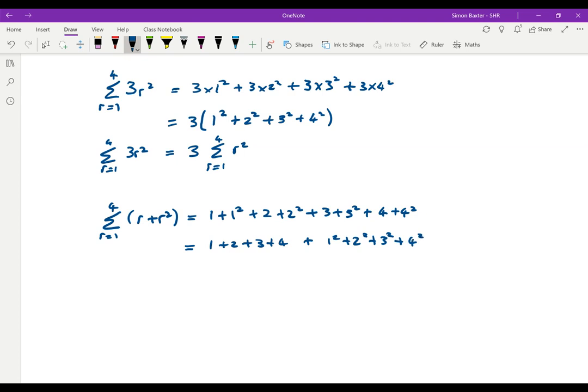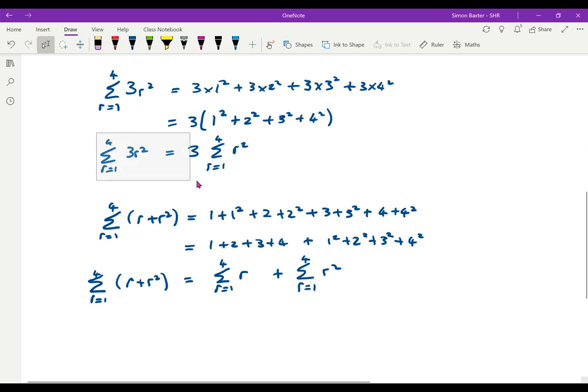And having done that, we can see that this is equal to sigma r equals 1 to 4 of r plus sigma r equals 1 to 4 of r squared. In other words, we can just split it up in the way that we would like to do it. So we have two results now. We have this one at the top here, and we have this one at the bottom.